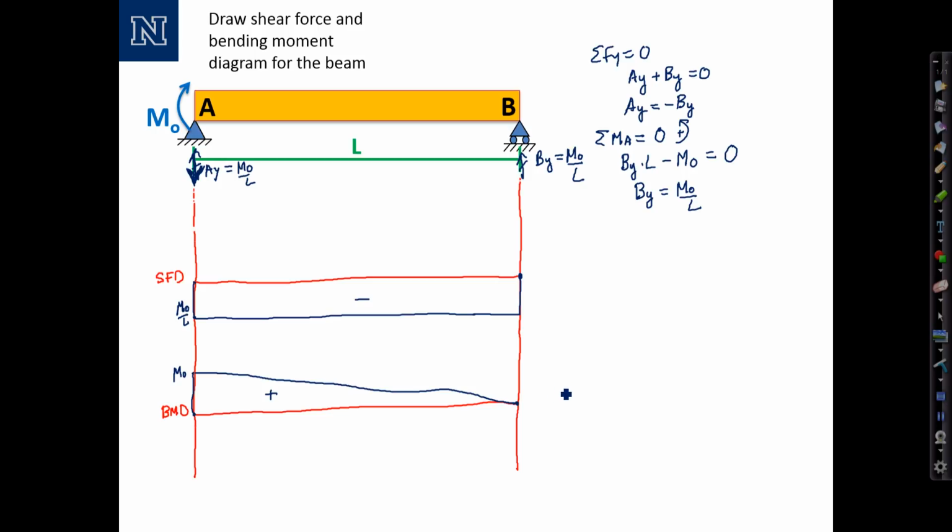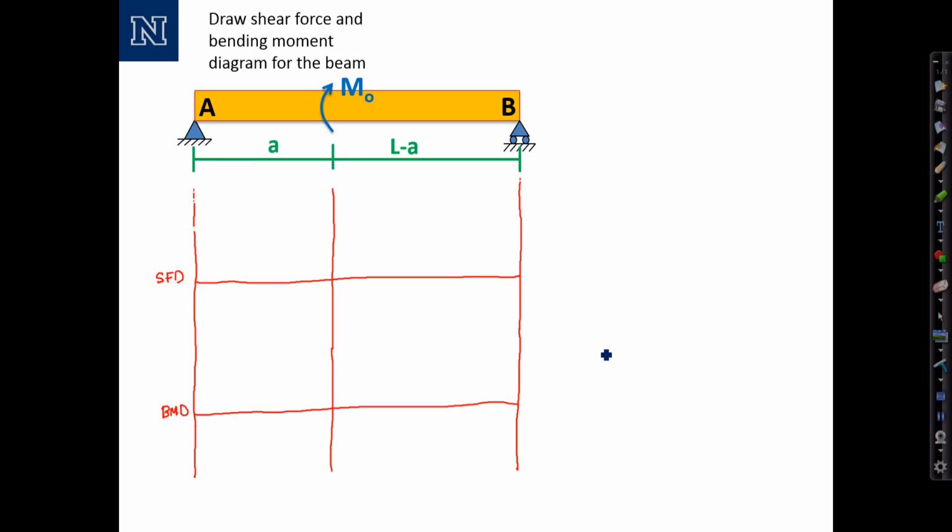But let's do a quick check that the moment did in fact come back to 0. We start with M naught minus the slope, M naught over L, times the length of the beam. Those two cancel out, and that does indeed come back to 0.